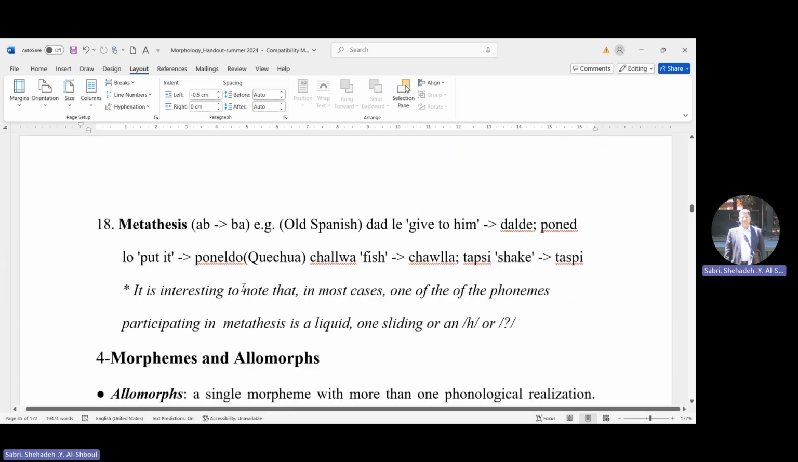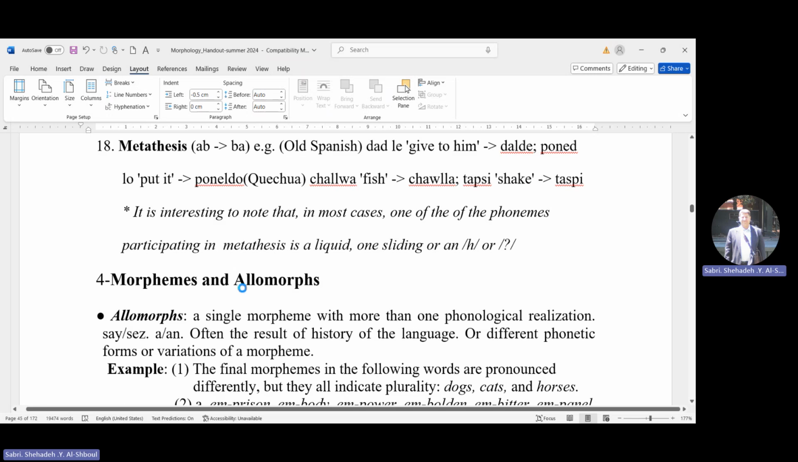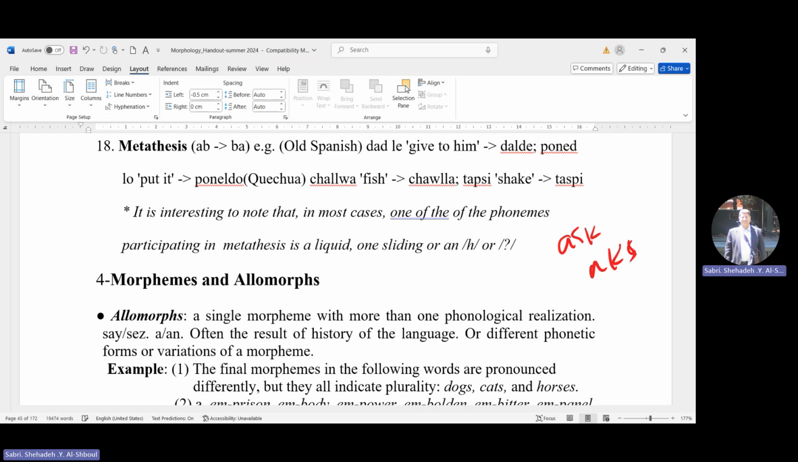We insert a sound. Metathesis, as we know, is a kind of exchanging of the sounds due to a variety of reasons: fatigue, hunger, maybe brain damage, illness, dizziness, and so on and so forth. AB becomes BA. So, for example, the traditional example in English is ask, which becomes aks, right? And here we have dadly, right? Dadly becomes dadly, right? And so on and so forth.